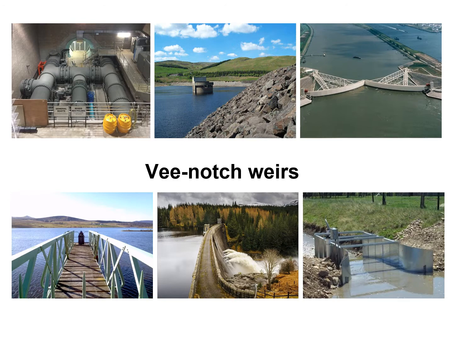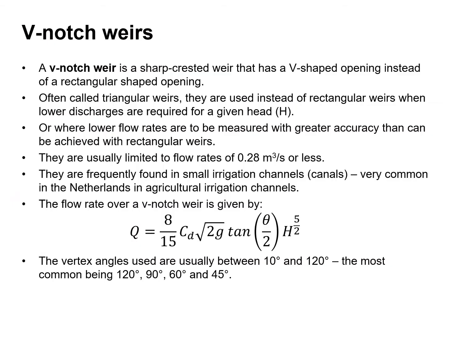So now I'm going to look at what are called V-notch weirs. A V-notch weir is a sharp-crested weir that has a V-shaped opening. It's often called a triangular weir, and they're used instead of rectangular weirs when lower discharges are required for a given head, or where lower flow rates are to be measured with greater accuracy.